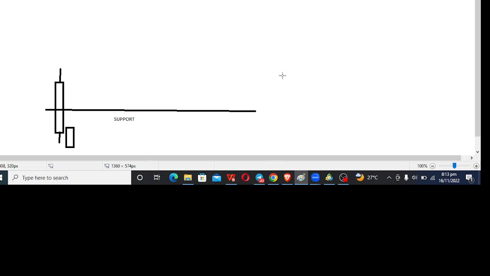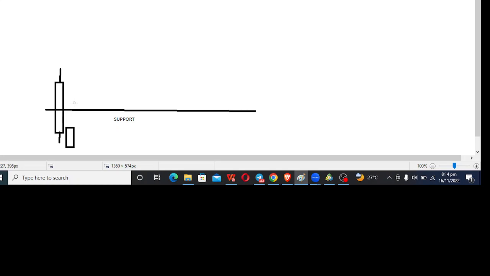So I was saying that the candlestick that would help you confirm that there has been a breakout is the next candlestick after the candlestick that breaks the support. Let me use the support. And this candlestick that is breaking out shouldn't be a doji or a pin bar. Let me explain what a doji is.